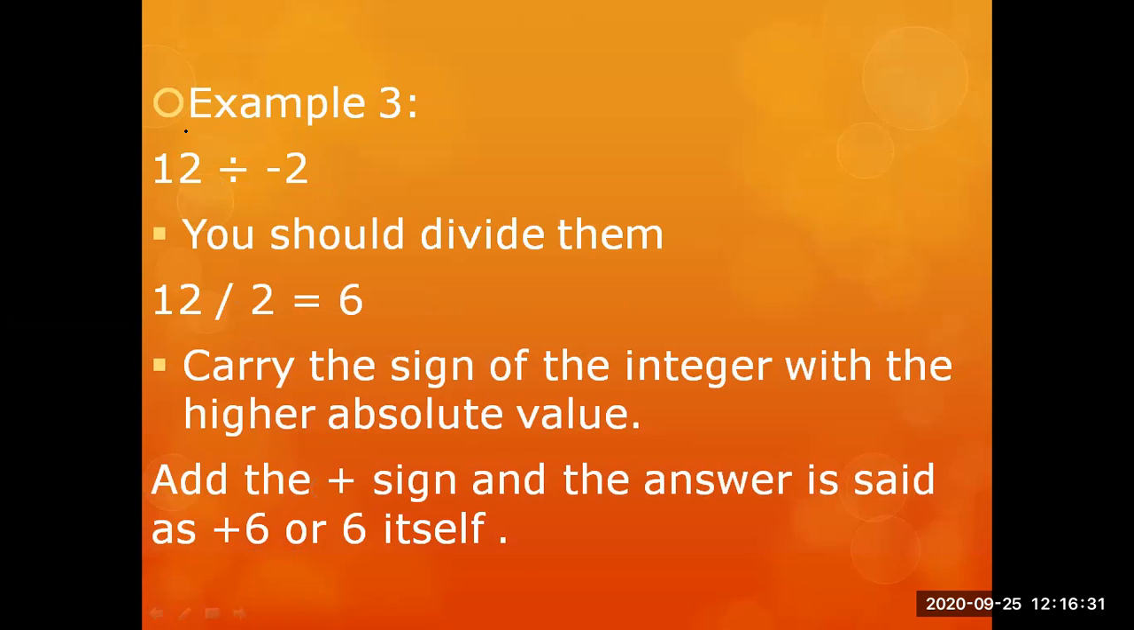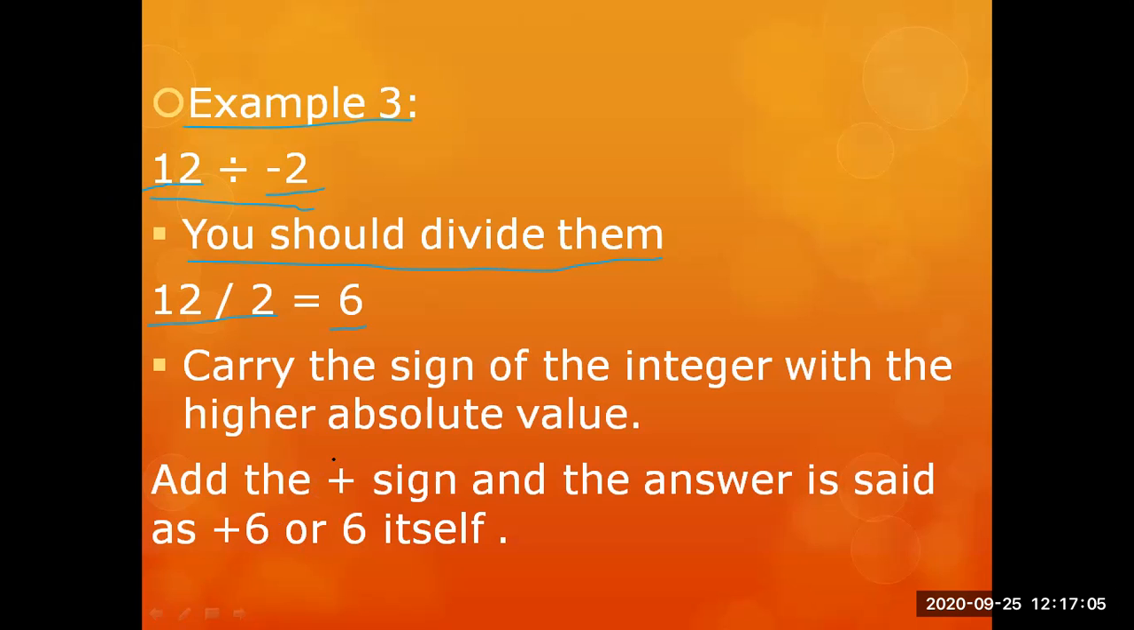Then the third example is 12 divided by minus 2. So you should first divide both of them, that is 12 and 2. So 12 divided by 2 is 6. Now we need to carry the sign of the integer with the higher absolute value. So is 12 bigger or 2 bigger? Of course, 12 is bigger than 2.